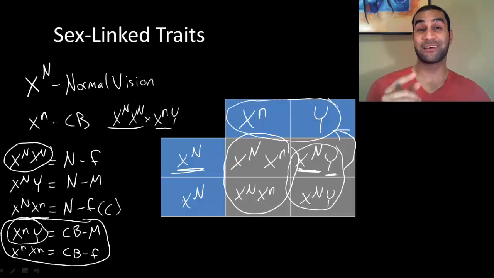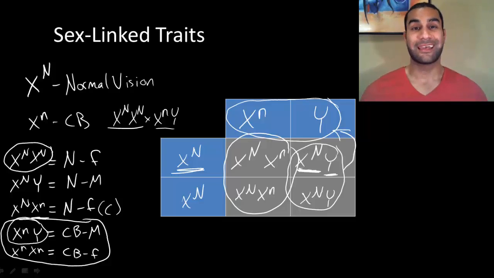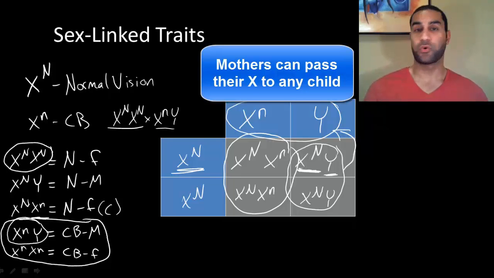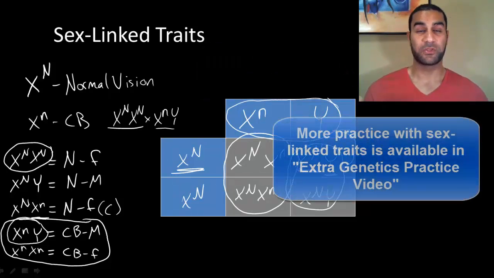Fathers can only pass on their sex-linked recessive or dominant, whatever the sex-linked trait is on the X, to their daughters. Fathers can only pass on X's to their daughters. Mothers can pass X's on to both sons or daughters, any combination of the two. So using that, we can kind of think of some more patterns here.